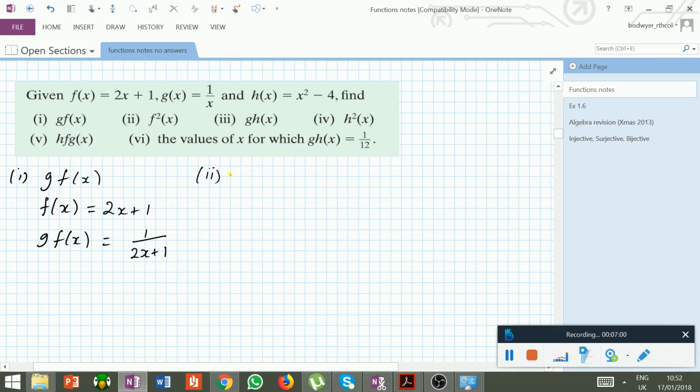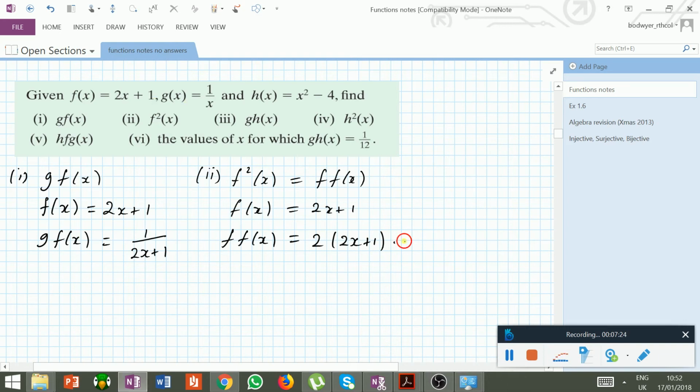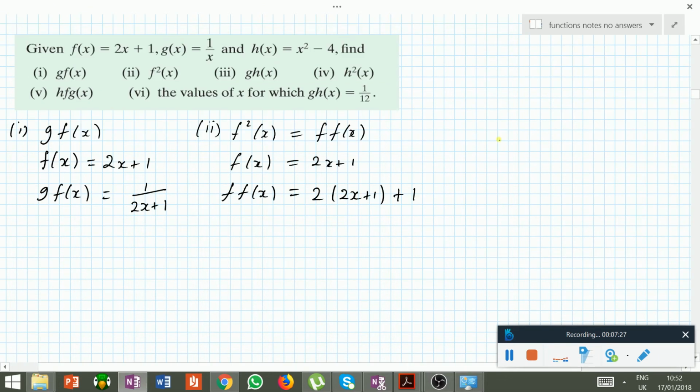Part 2, you want f squared of x rather, which means f after f of x. F of x is 2x plus 1. And then f after f of x will be equal to, so you have to go 2 times f of x, which is 2x plus 1. But then you have a plus 1 there. And that is equal to 4x plus 3. We got a 2 and 1 is a 3. Okay, part 3.